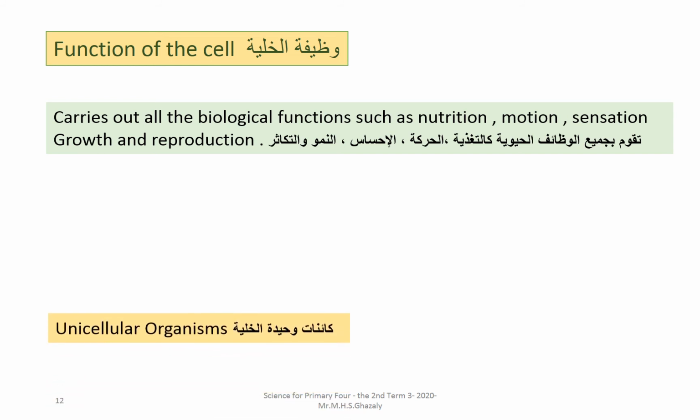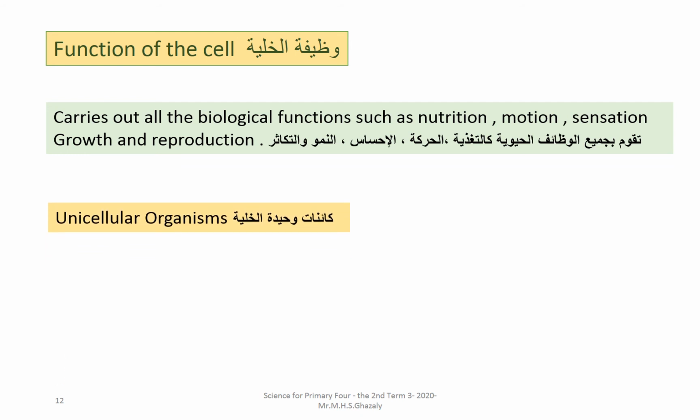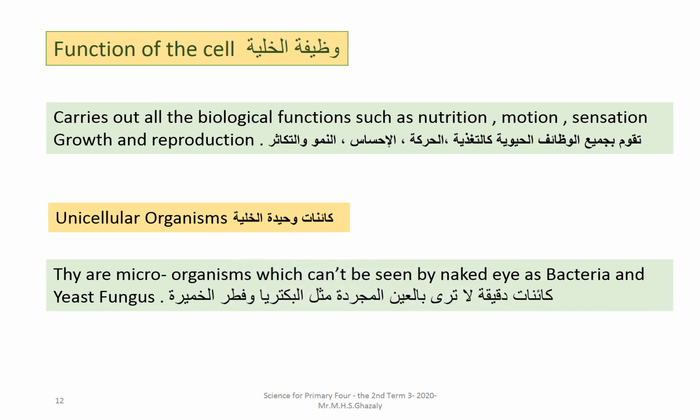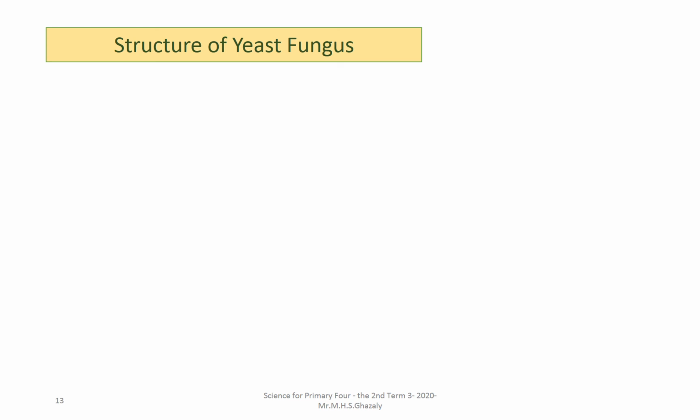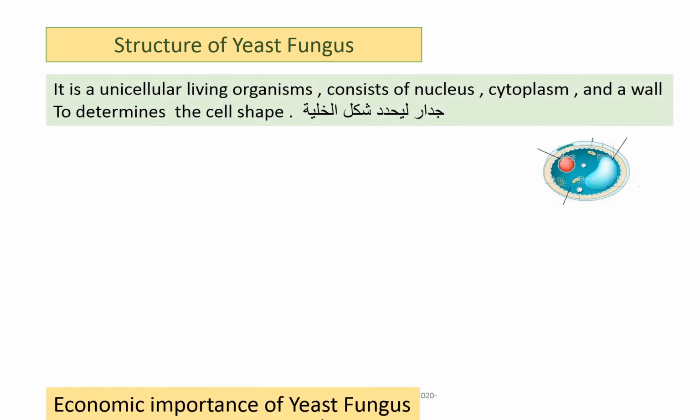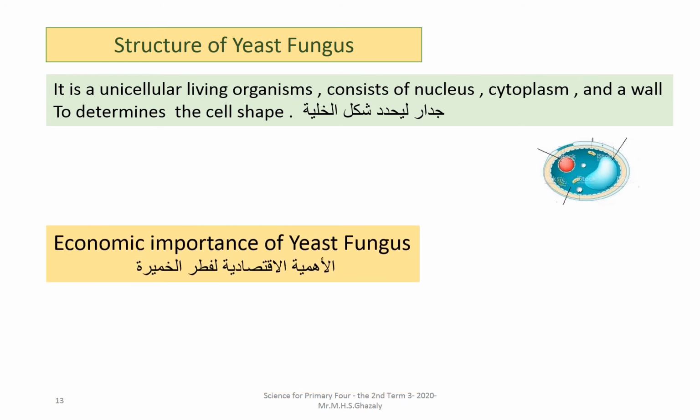Unicellular organisms كائنات وحيدة الخلية are microorganisms that can't be seen by the naked eye لا ترى بالعين المجردة, as bacteria and yeast fungus كالبكتيريا وفطر الخميرة. Structure of yeast fungus: it is a unicellular living organism كائن وحيد الخلية consisting of a nucleus, cytoplasm and a wall to determine the cell shape ليحدد شكل الخلية.